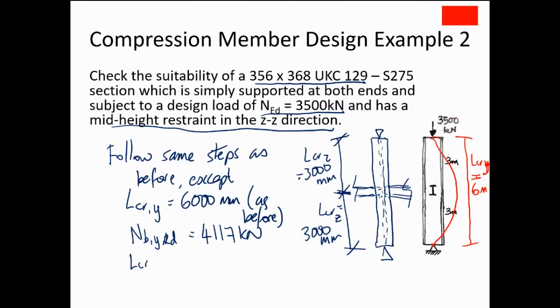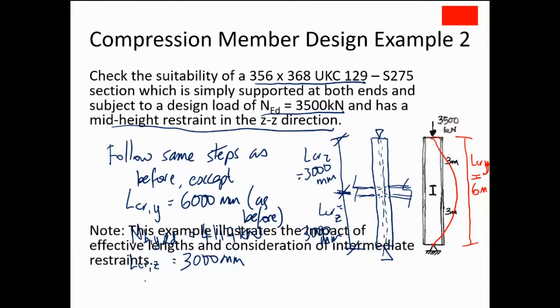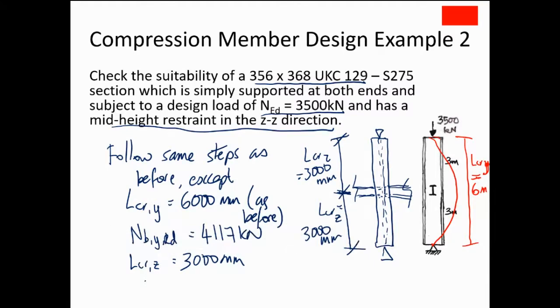But LCRZ is now equal to 3,000 millimeters. So what does that mean? Well, that's going to affect the normalized slenderness value, which is the critical length about the Z, all over the radius of gyration about the Z axis.